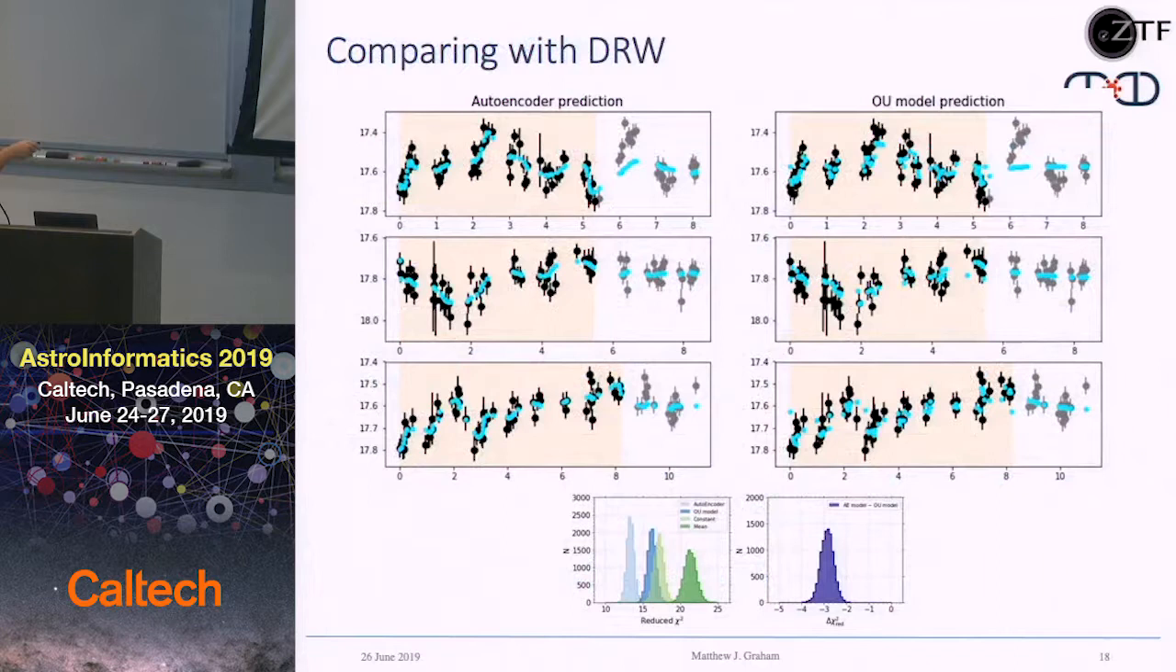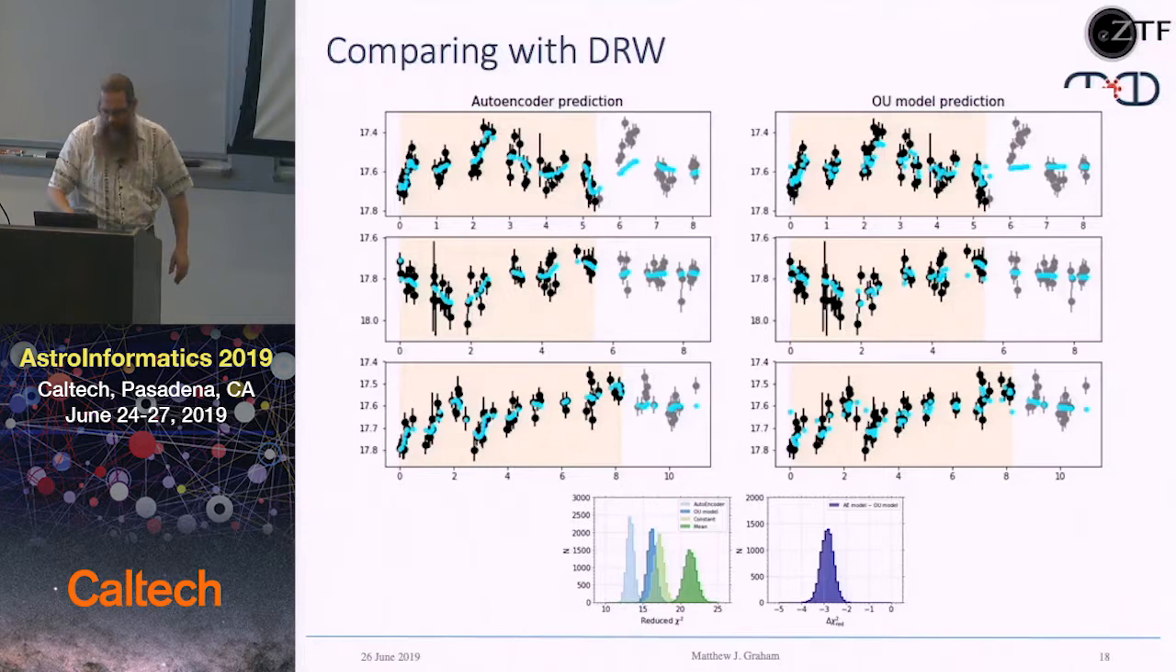In fact, when we compare what the RNN does against what the damped random walk model does, we find that the RNN, the autoencoder, does better than the damped random walk model. So we get a better fit to the real data by modeling it with an RNN autoencoder than we do with putting a damped random walk through it. Well, that's good, because we know the damped random walk model has problems. But it's even better than that.